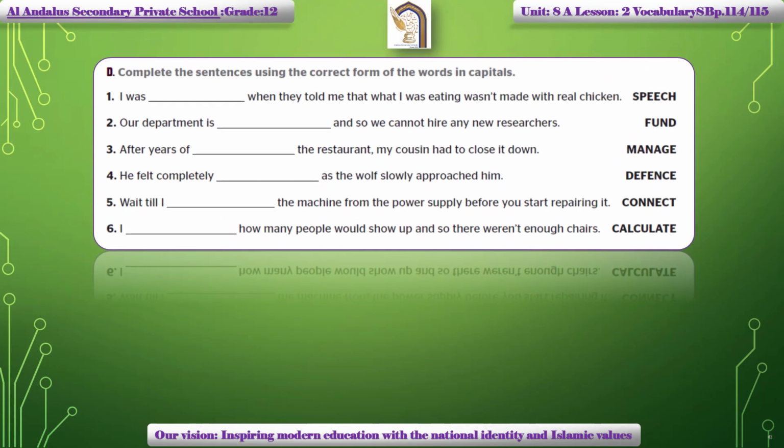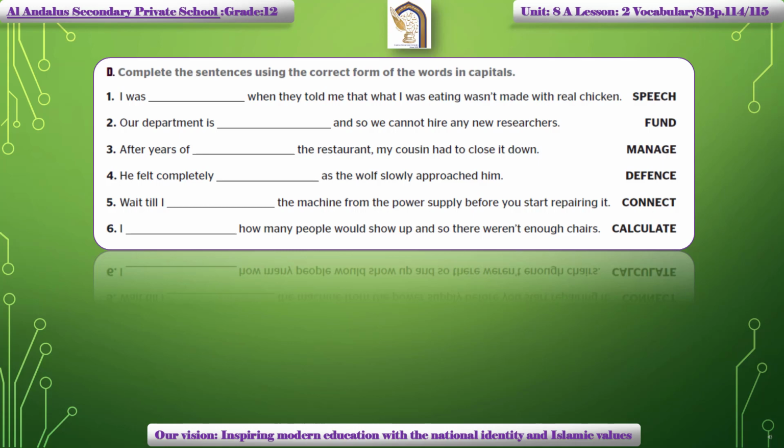Again, gentlemen, this is exercise D with more and more suffixes and prefixes. We can remind each other by saying that a prefix is a group of letters which go on the left-hand side of the word. This means at the beginning of a word. And a suffix is a group of letters which can go at the end of the word on the right-hand side of it. This is exercise D. Complete the sentences using the correct form of the words in capitals.